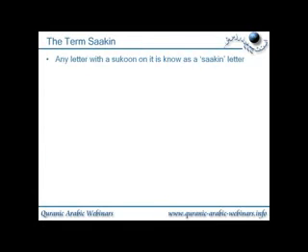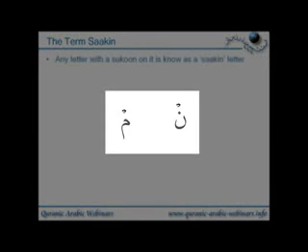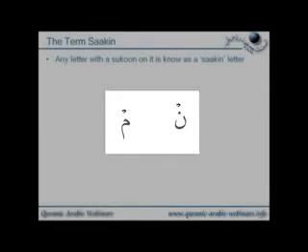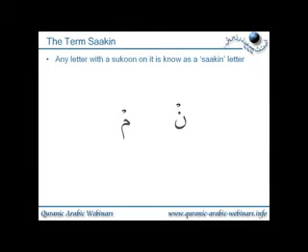So first, the term Sakin. Any letter with Sukoon on it is known as a Sakin letter. So this is just terminology. So here we have Noon Sakin and Mim Sakin. The Noon has a Sukoon on top of it, and that's the way it's written in the Uthmani script. So it will be known as Noon Sakin, and the Mim has a Sukoon on top of it, so it will be known as Mim Sakin. That terminology is important, especially when we get into the Tajweed level, because there are certain rules to do with the pronunciation of Noon Sakin and Mim Sakin.